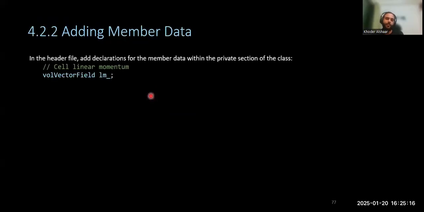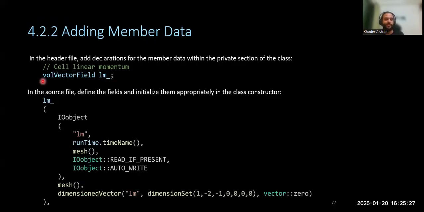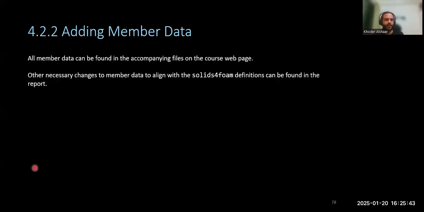The next step is adding member data. I'm showing only the linear momentum as an example here. In the header file of the class, we added it this way because it's a vector class for the linear momentum. And in the source file, in the class constructor, we added it similarly. And you can obviously check all the other member data in the report or in the combining files, as I mentioned here in the slides.